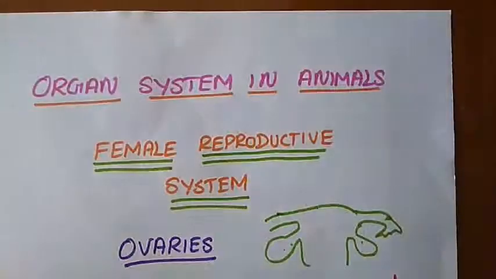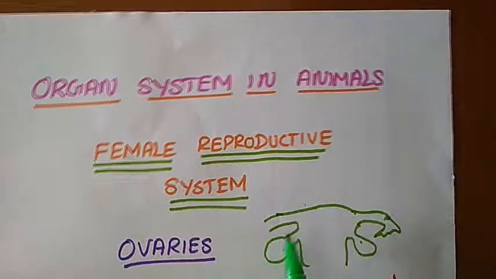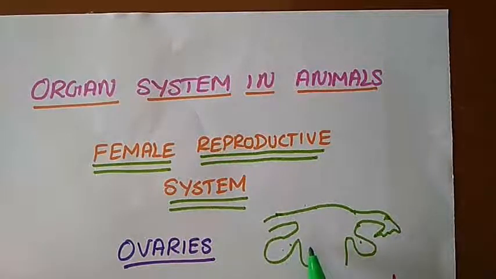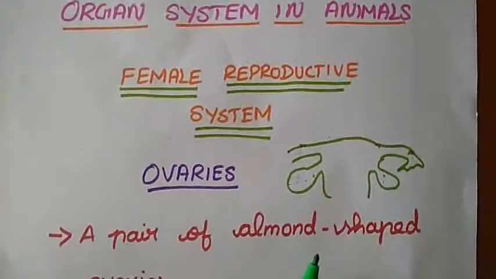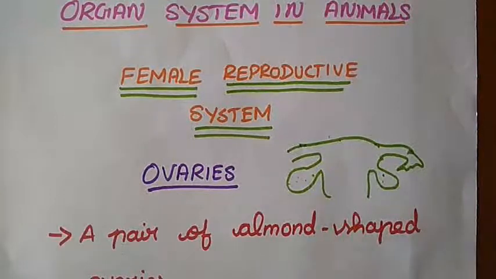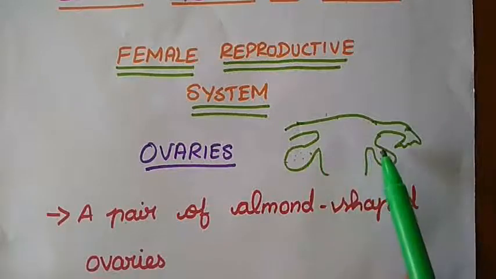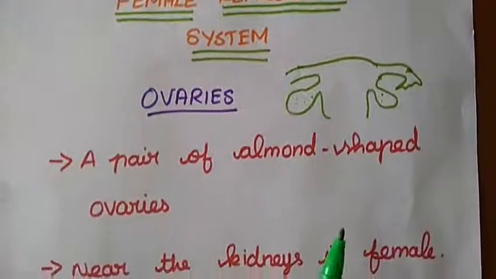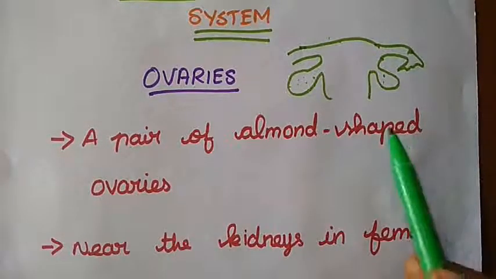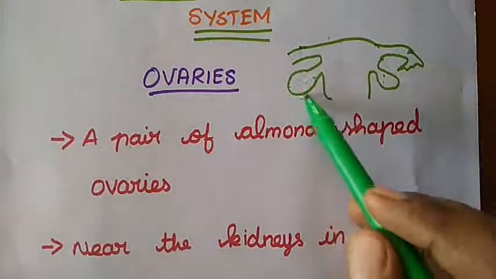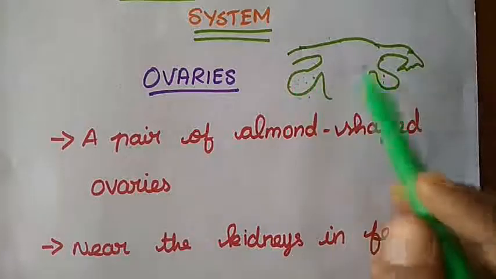Let us discuss. The first part in the female reproductive system is the ovaries. Just see this diagram. This is an oral view of the ovary. They are present on both sides of the uterus. The first point: a pair of almond shaped ovaries. This is a pair, two of them, so they are given the name almond shaped, like almond seeds. They are located near the kidney in each female, one near each kidney.